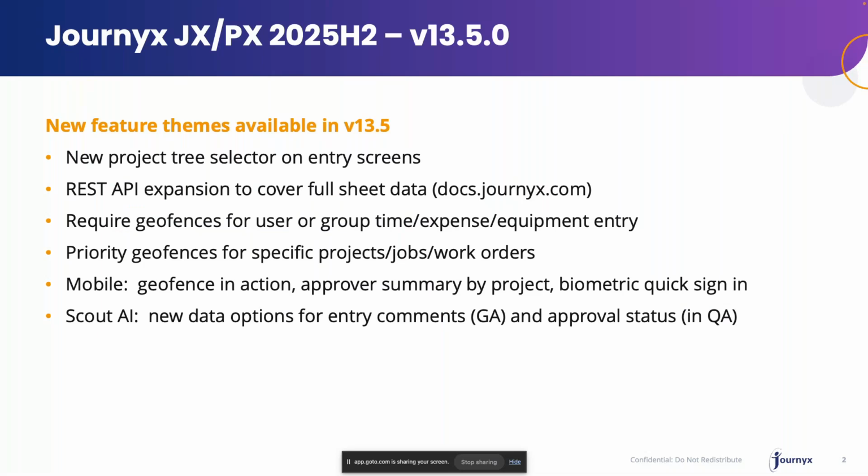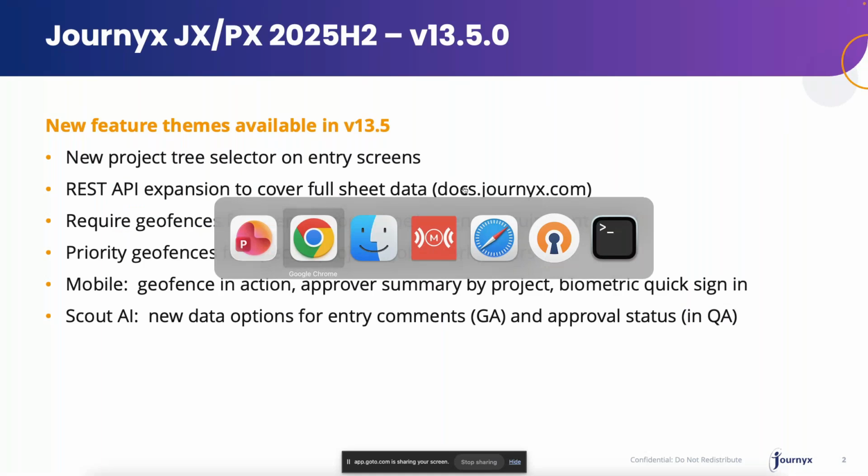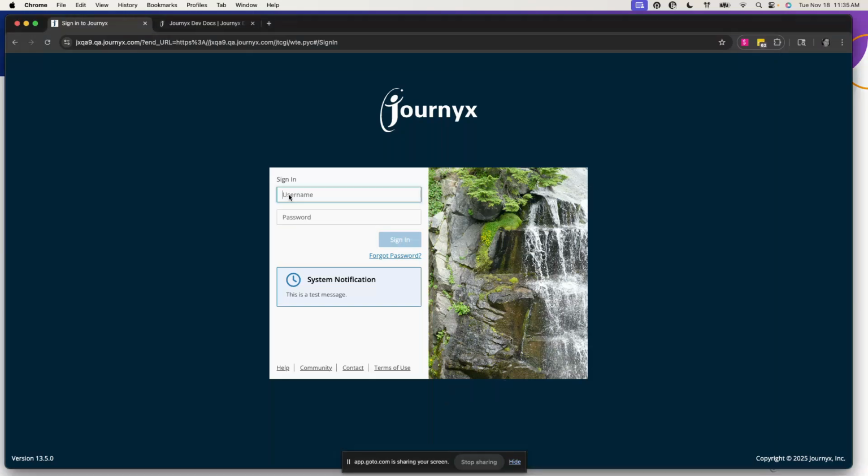And then finally, if you haven't checked out Scout AI yet, we are continuing to add new types of data that you can ask about. You can ask Scout questions about your data. And you can see we've added entry comments and approval status, but we'll be continually adding to the various data types that you can include in your Scout data for Q&A with AI. So let's go ahead and jump over and start looking at some of this. And we'll start with that new project selector.